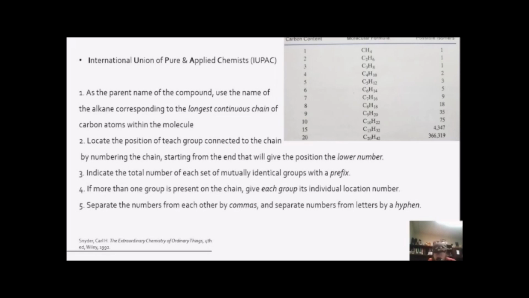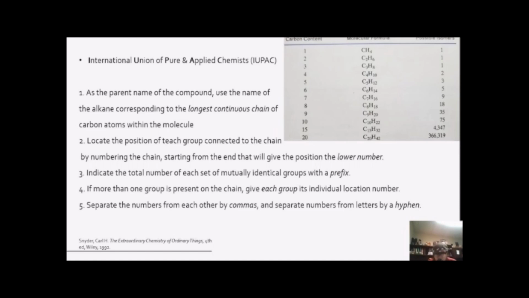Rule 3: indicate the total number of each set of mutually identical groups with a prefix. So if I have 2 methyl branches, you are going to have a dimethyl. If I have 2 ethyl branches, it's diethyl. If I have 3 propyl branches, it would be tripropyl. So we're going to tell how many different groups are coming off. If more than one group of each chain is present, give each group its individual location number. So when you count along there, what carbon is it located on?